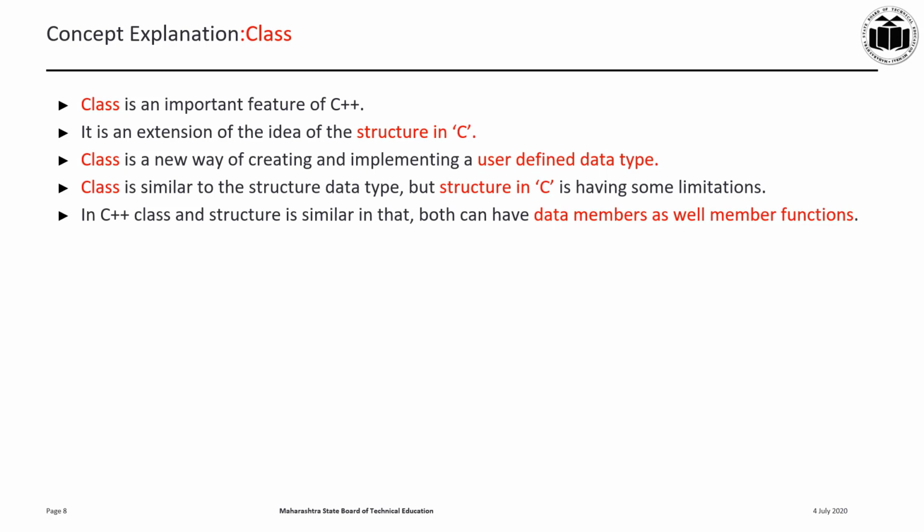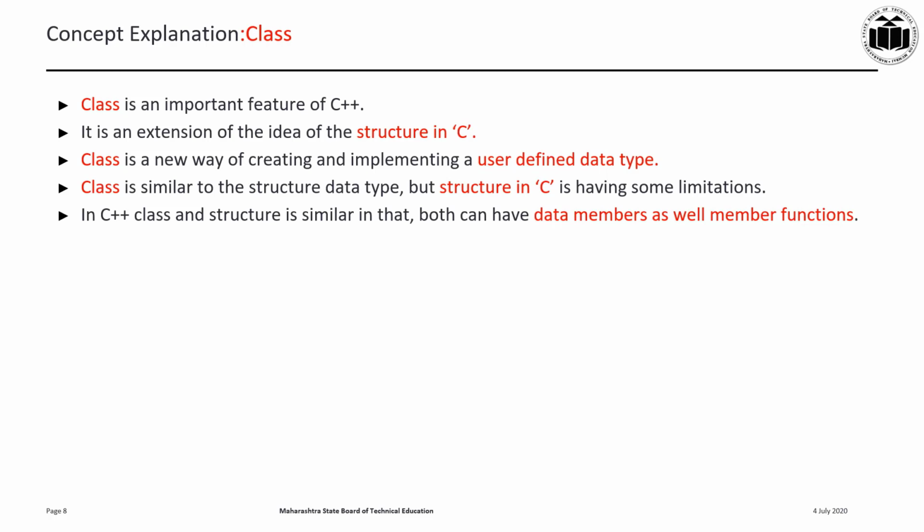For example, suppose class is a fruit, then what will be the class object? Class objects can be mango, banana. We can take the same example: suppose class is a student, then what will be the class objects? Class objects can be student names. Student name can be Paul, Peter, John.